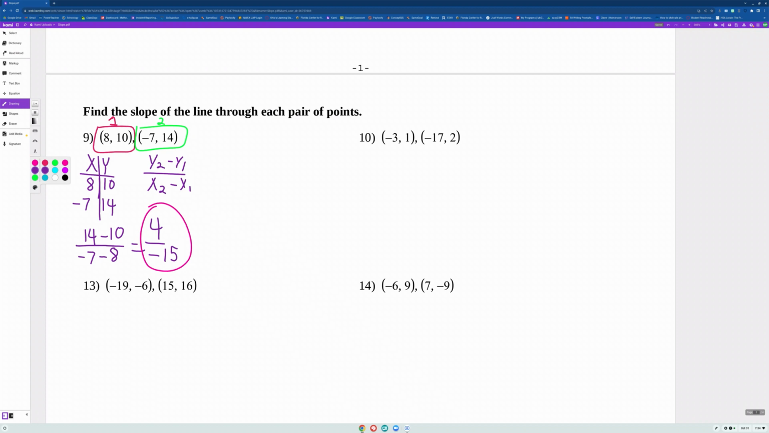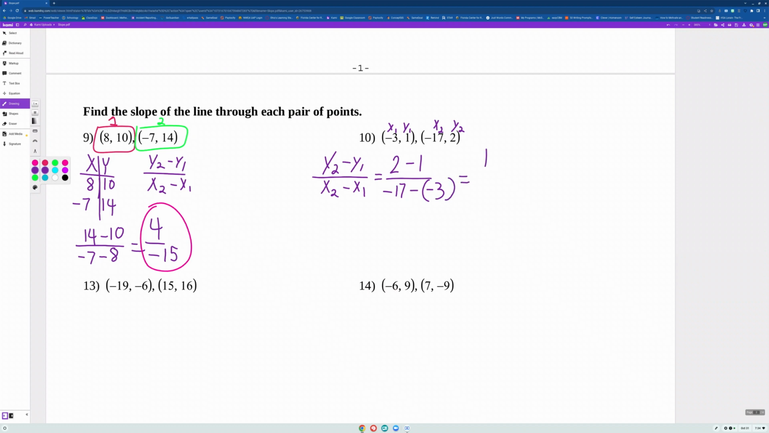So moving on to number 10, I have my x1 right here and my y1, and I have my x2 and my y2. So writing my slope formula, y2 minus y1 all over x2 minus x1. Once I plug in those values, y2 is 2 and y1 is 1 all over x2, which is negative 17, minus my x1, which is negative 3.